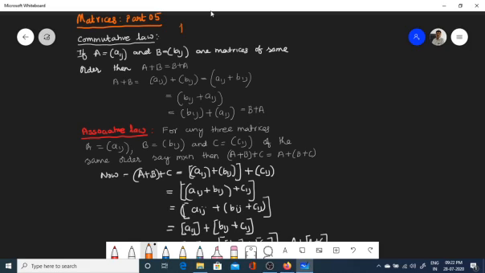So now I am going to take properties on matrix addition. So we know commutative law.